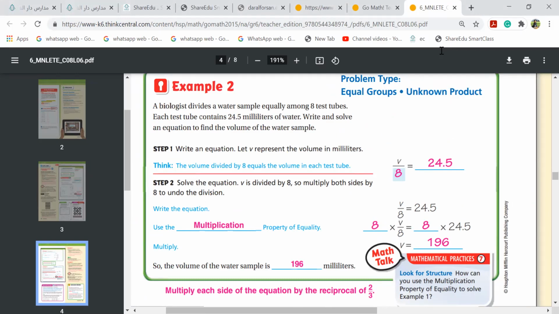Okay. We have to find the volume, so let V be the volume. There is some volume. They divide by 8 and each test tube contains 24.5. Simple. The volume I divide by 8 and each test tube contains how much? What is the milliliter? 24.5 milliliter. Simple. This is division.